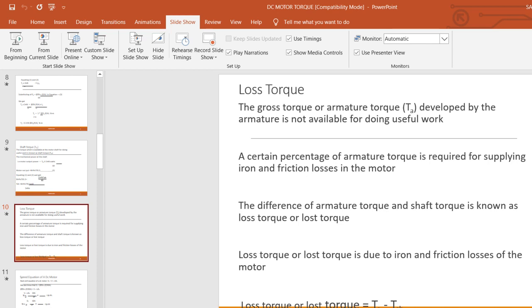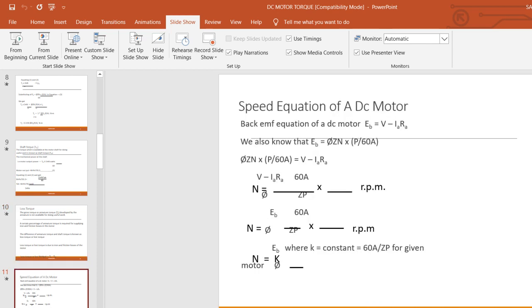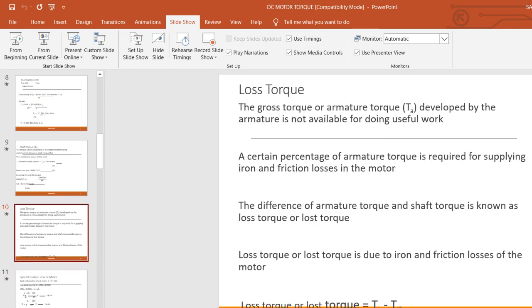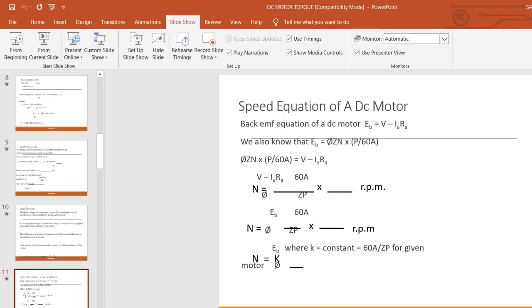So the lost torque, that is TL, is equal to Ta minus Tsh. So this is about the torque, and now we will see.